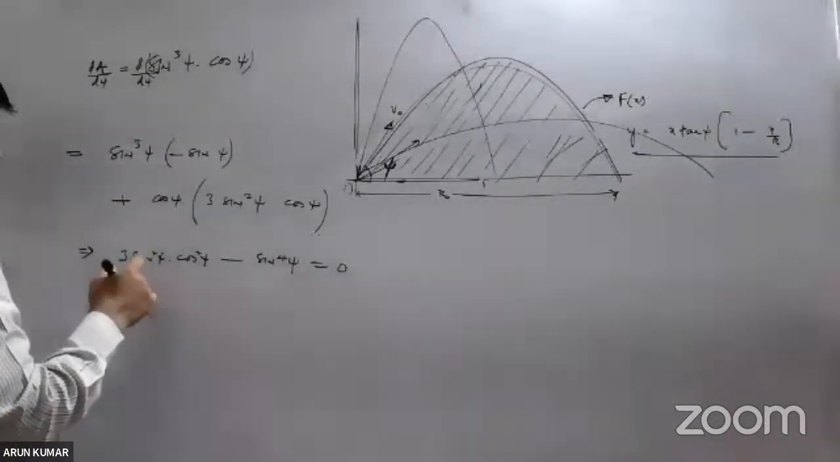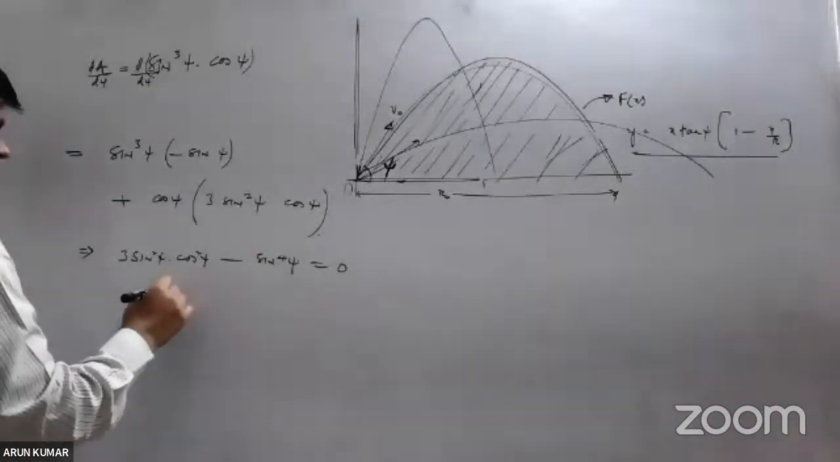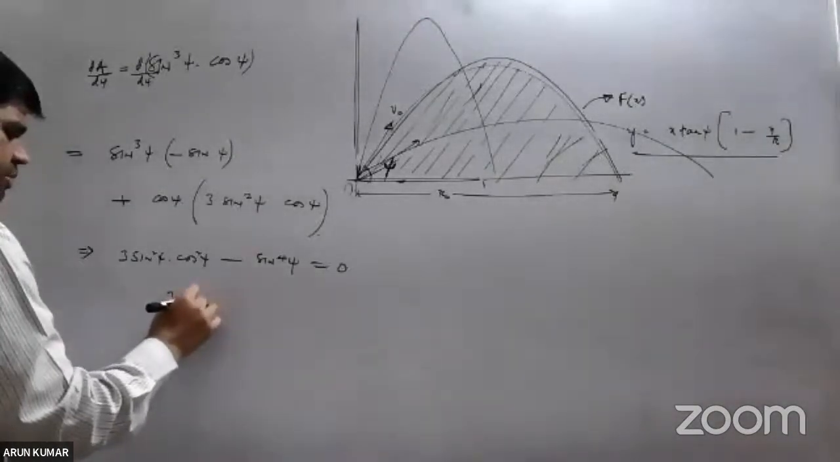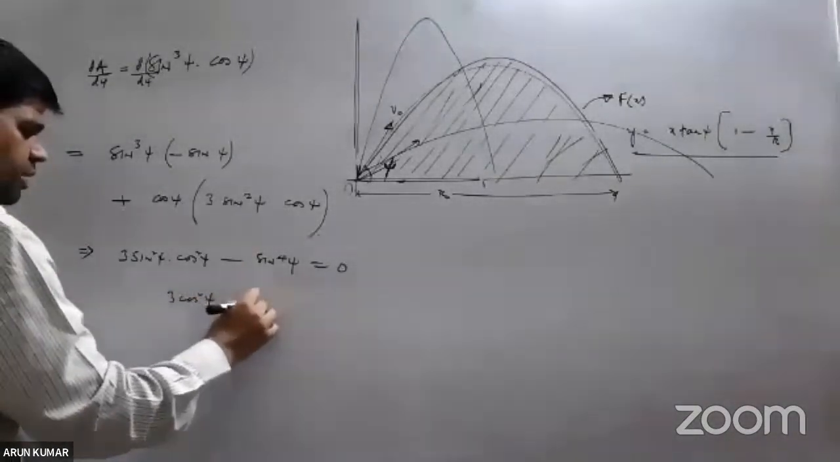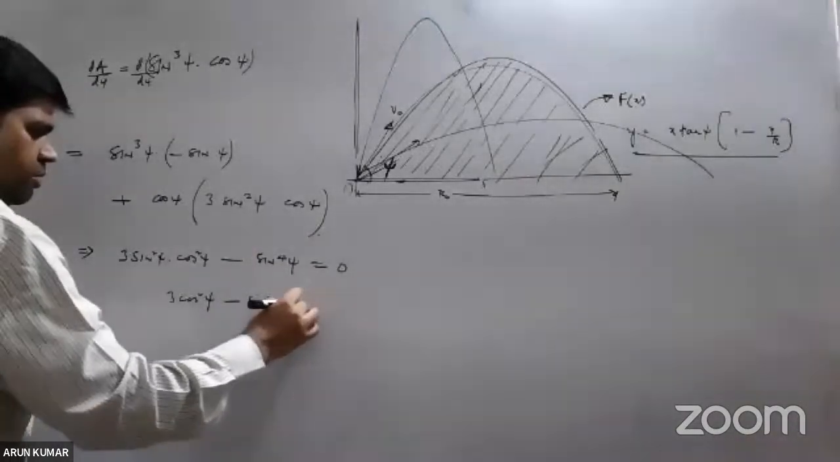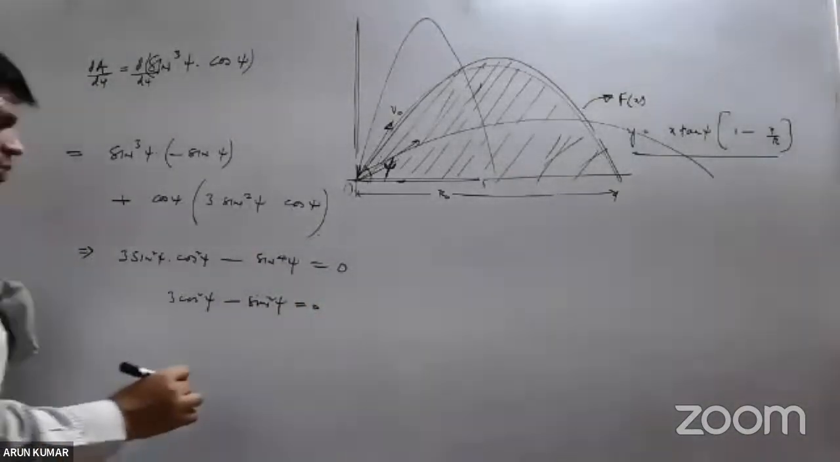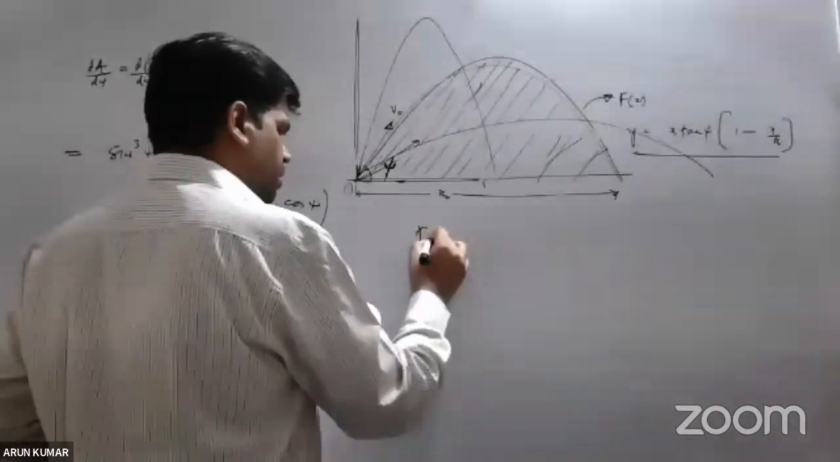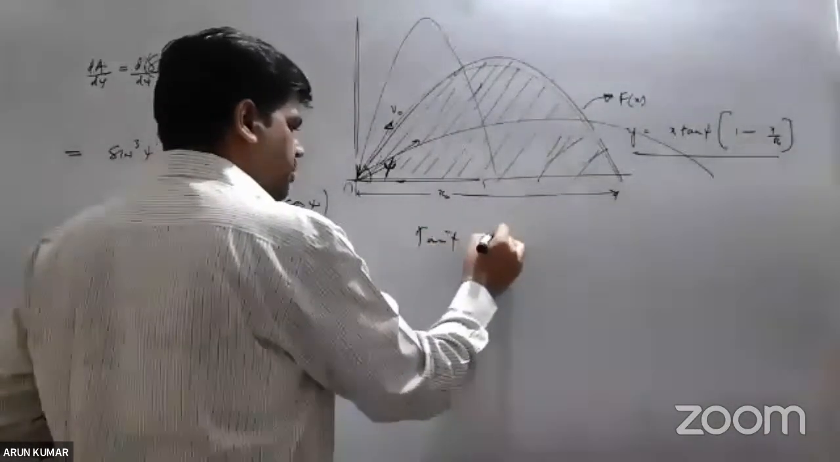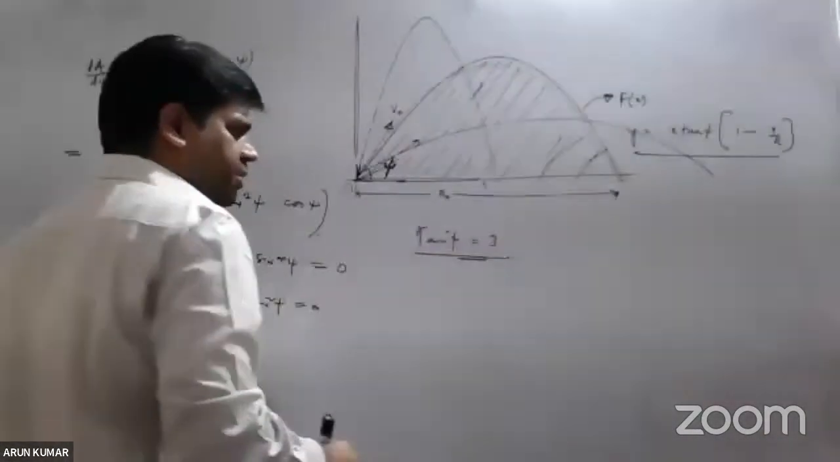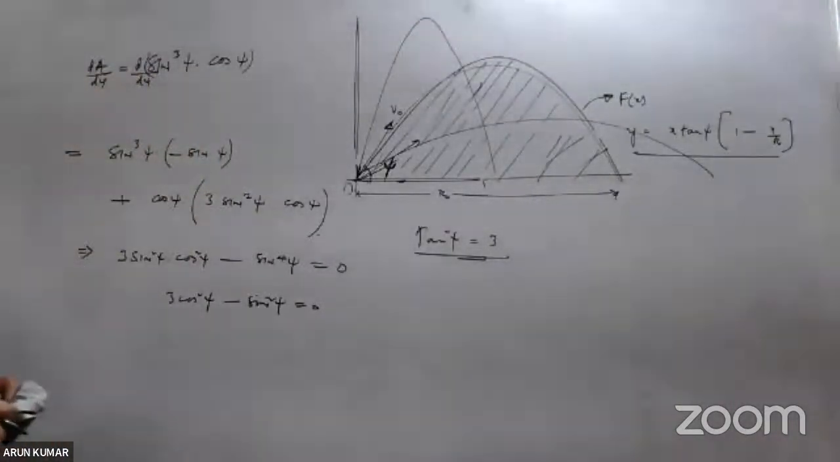So if I take sine square common and send it over there, I'll be left with 3 cos square minus sine square equal to 0. So I'll have tan square psi is equal to 3. Tell me how do I go further? Tan square is equal to 3, so what is tan? Root 3. If tan is root 3, what is psi? Tan inverse of root 3. Tell me what is psi now?